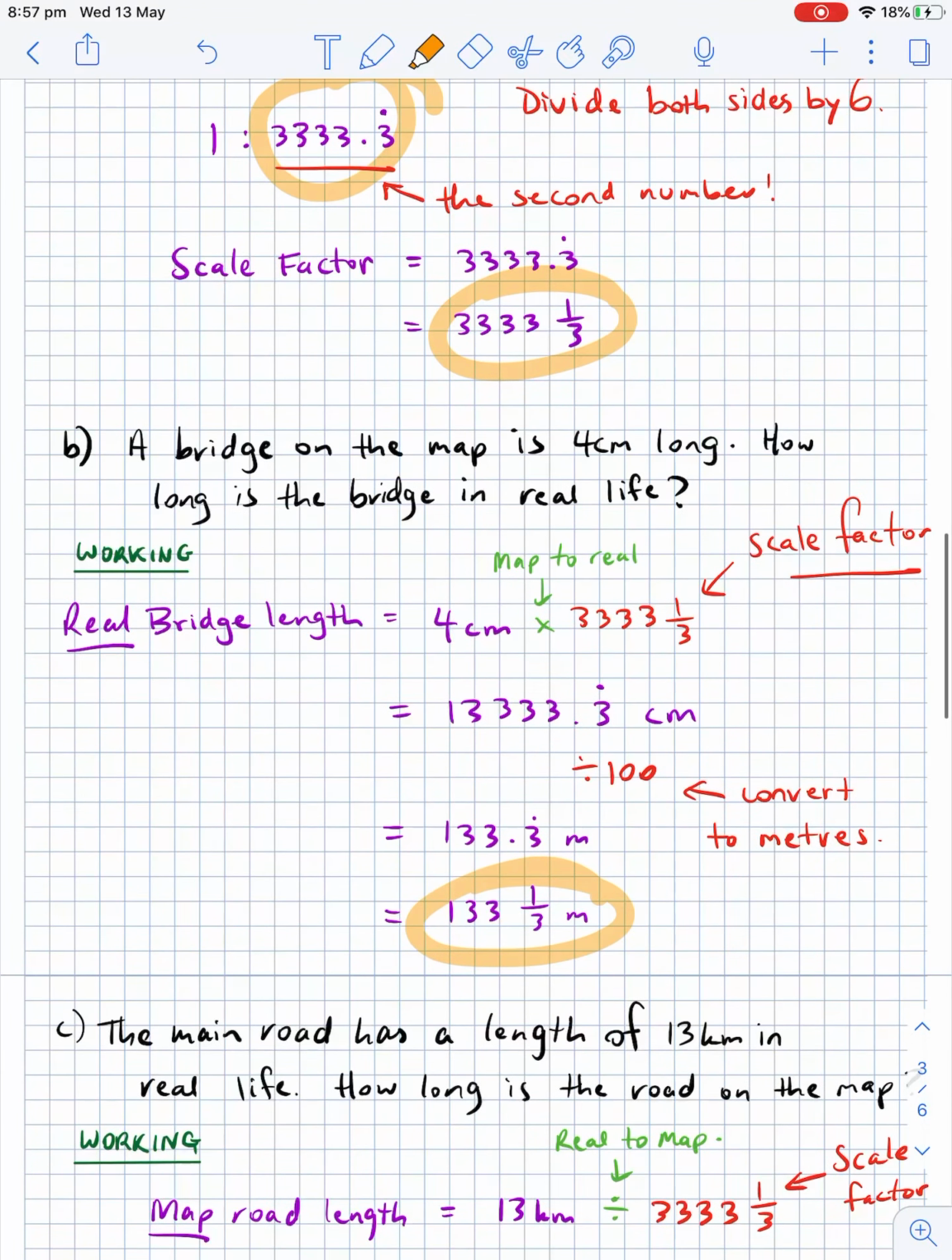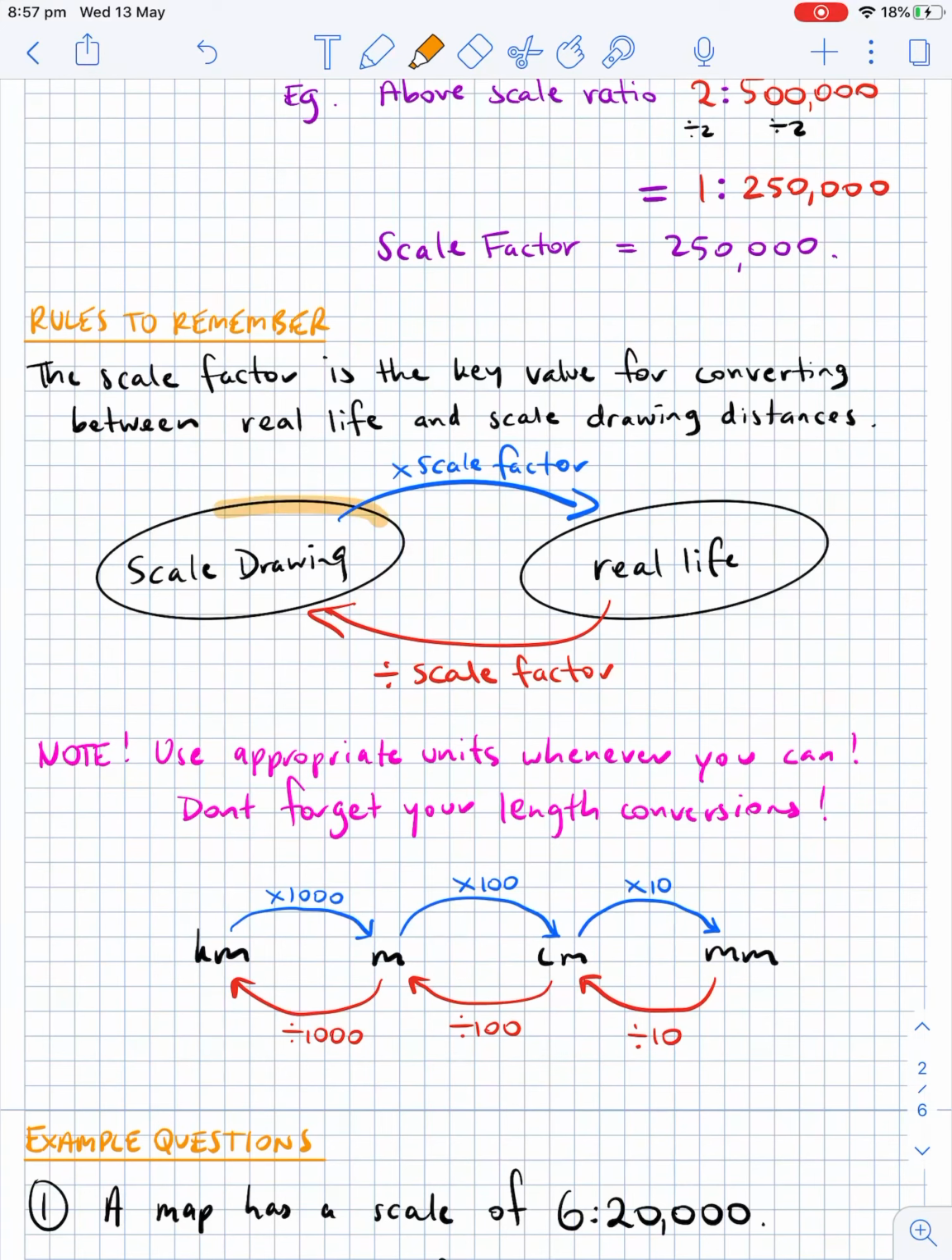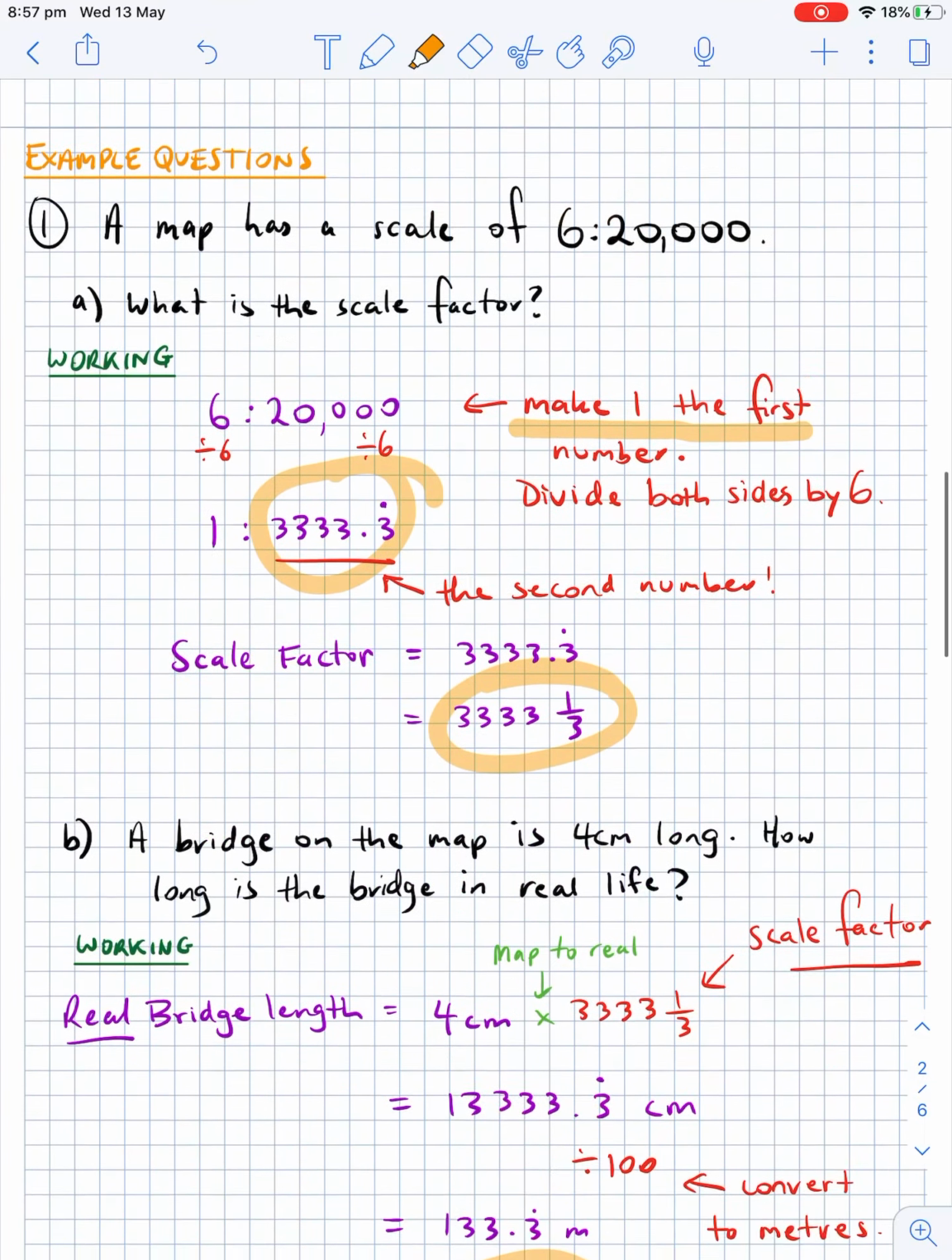Okay, question B. A bridge on the map is 4 centimetres long. How long is the bridge in real life? So this is converting from the map to real life. How do we do that? Well, this is where we need to use this strategy here. We're going from the scale drawing to real life. We need to multiply by the scale factor. Make sure you're multiplying, not dividing, because we want to go to real life. So we've got to use multiplication.